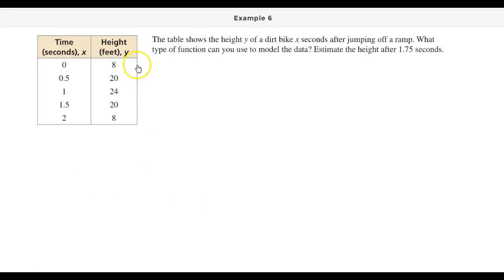Alright, so this table shows the height of a dirt bike X seconds after jumping off a ramp. So 0 seconds after, it is 8 feet high, which tells me that the top of the ramp is 8 feet high.